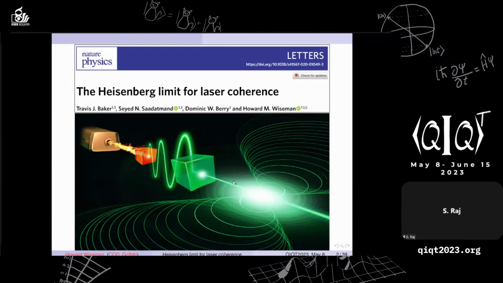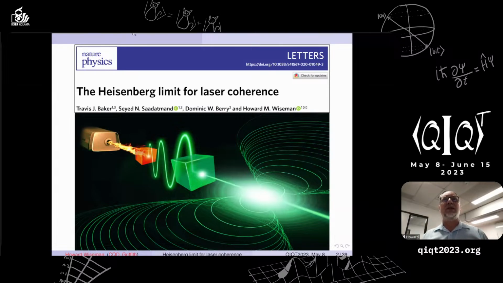So the general topic is in this area of Heisenberg limit for laser coherence. And this was the title of a paper that I and these co-workers had published a couple of years ago now in 2020 in Nature Physics. And this is some artwork.